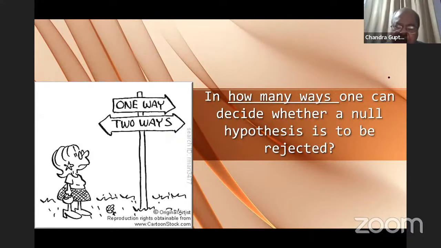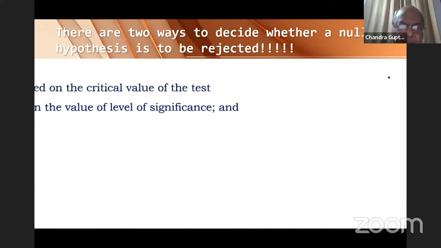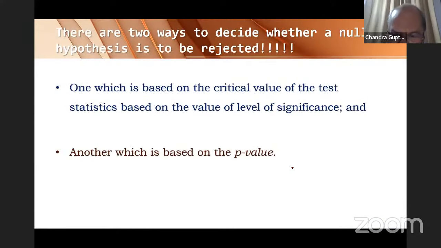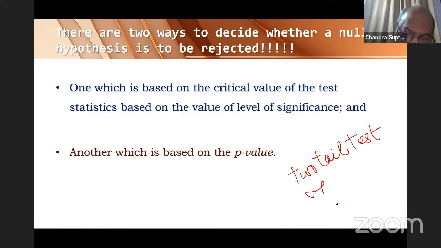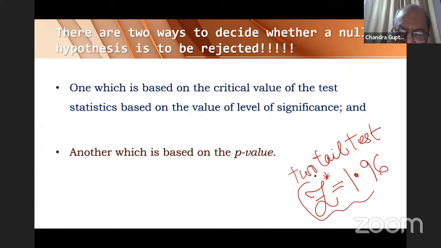And there are different ways to decide whether a null is to be accepted or rejected. For example, we know that if we have a two-tailed test and we are using Z, the critical value of Z will be 1.96. Any value more than 1.96 means we have to reject our null hypothesis. This is one way of deciding it, but these days we work with the p-value or the probability value.